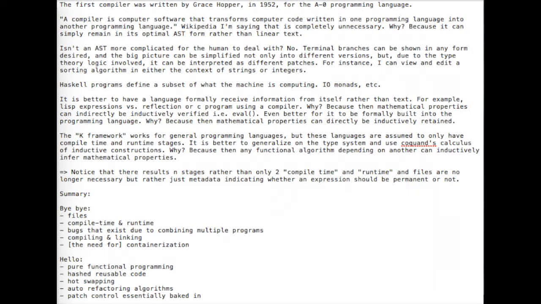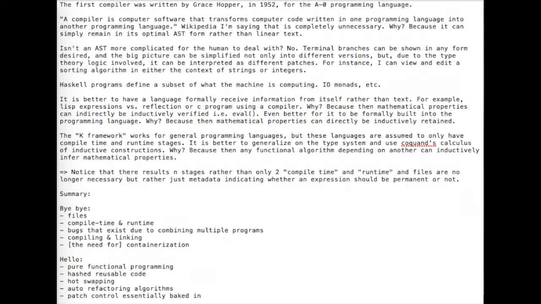But I'm going to try to make that simpler. So let's move on to the next point. It is better to have a language formally receive information from itself rather than text. We're reading the fifth one here. For example, Lisp expressions versus reflection, or a C program using a compiler. So what am I saying? I'm basically saying a program that uses a compiler that compiles another program and uses that program. The problem with that is that you can't prove anything at the compile time of the outside program about what happens in the inside program.